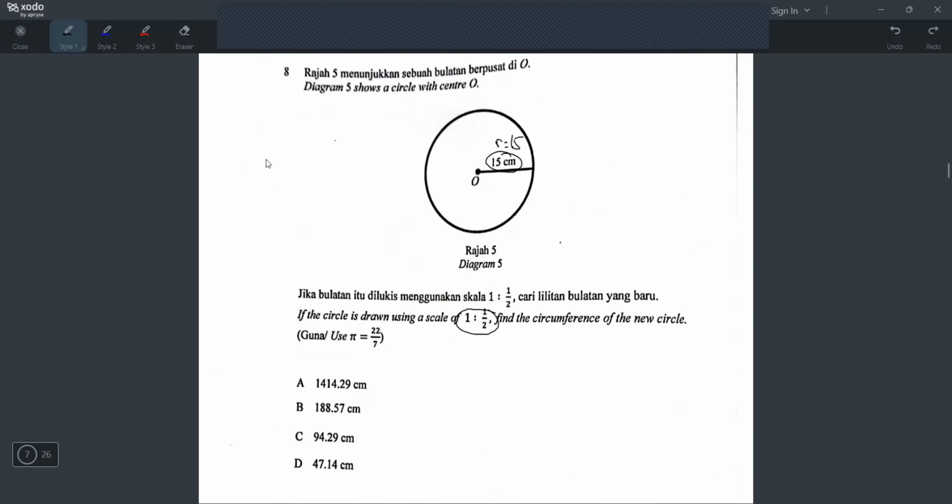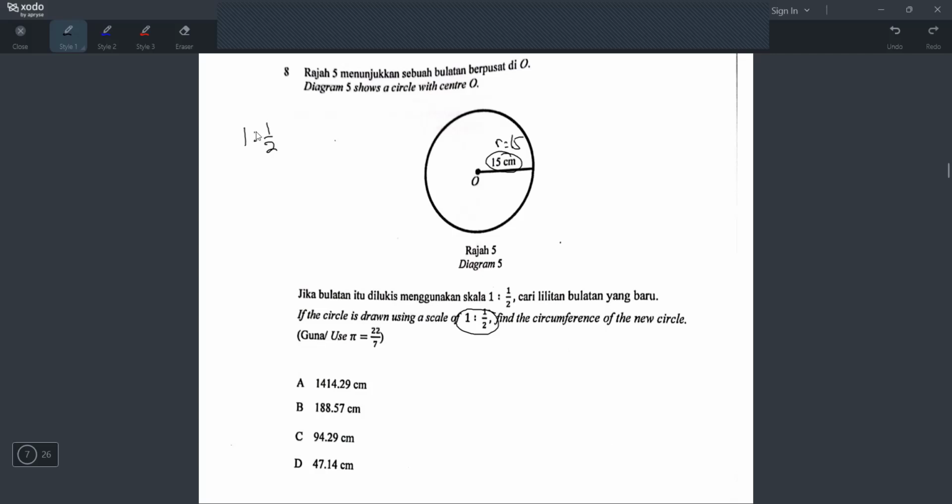Okay, this is under Form 3 chapter. It's called scale drawing. So this chapter, I only have one advice for you. Make sure it's length. You can only draw scale when it's length. You cannot do it if it's area. You understand? So for example, they give you 1:1/2, right?